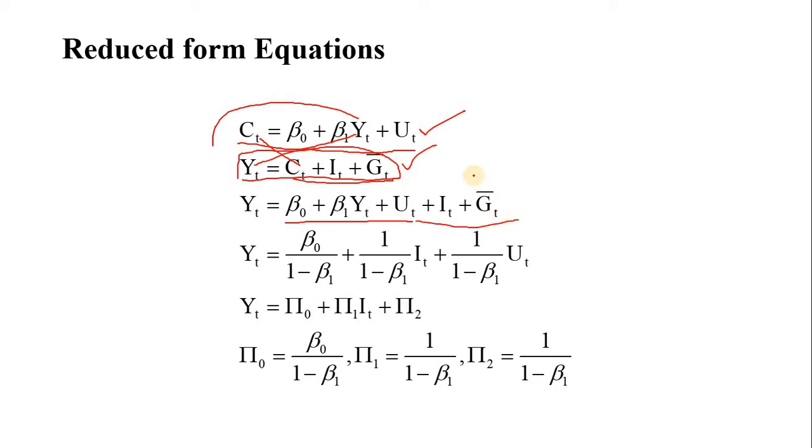Okay, then I am not taking this Gt because there is a bar there. Okay, so it means that it is constant. We are assuming that the government purchase is constant. Okay, so I am just removing that from my equations. Okay, so now the equation is Yt is equal to beta 0 plus beta 1 Yt plus ut plus It. Now you look at the equation. Yt is appearing here and Yt is also appearing here.